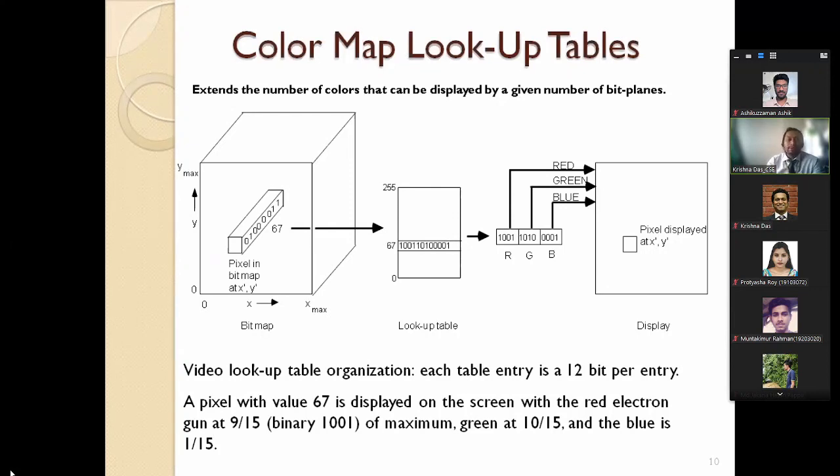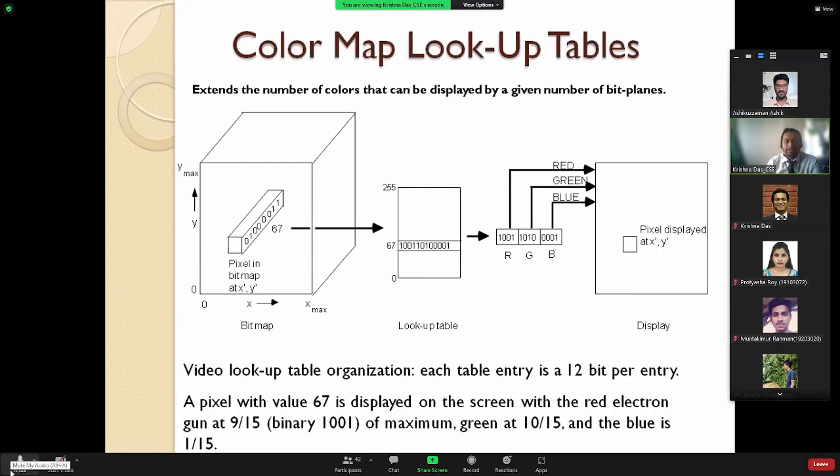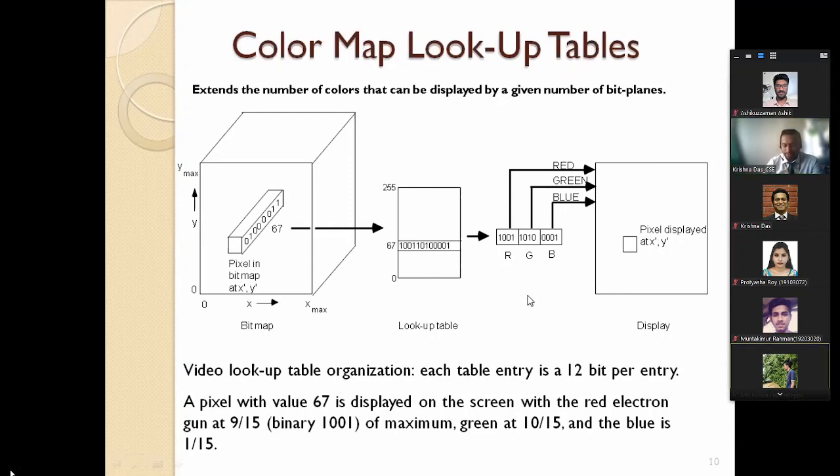Now when you have an 8-bit depth or a 12-bit depth color, in both cases you can generate black color and white color, right? Now the construction of the intensity of the color gun will be different according to that.